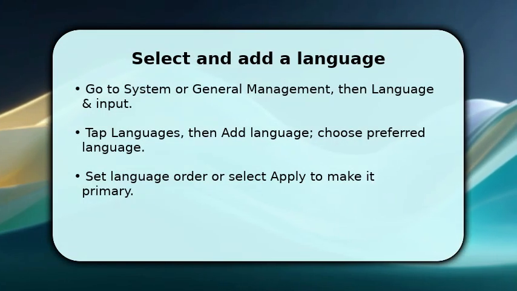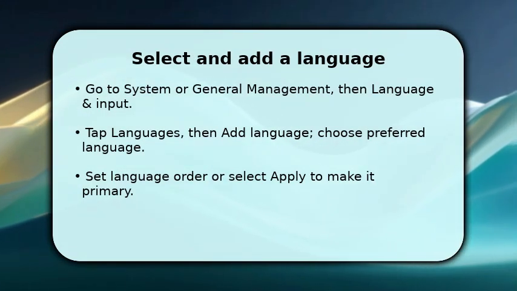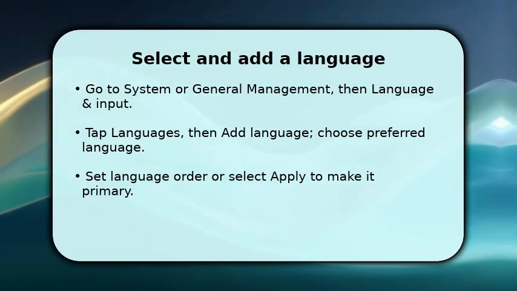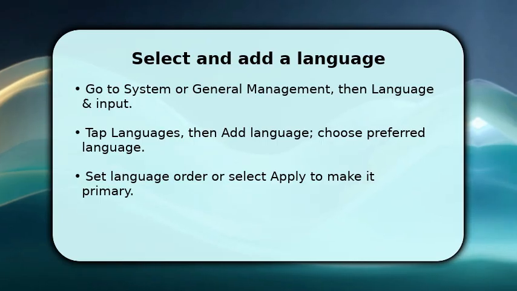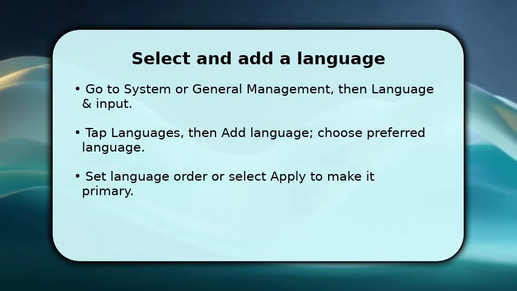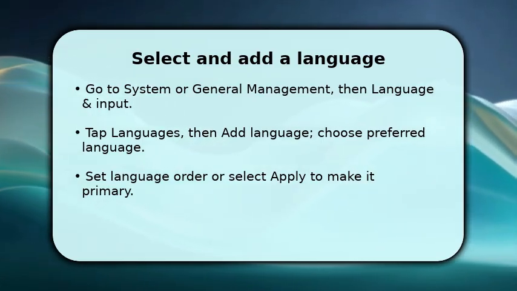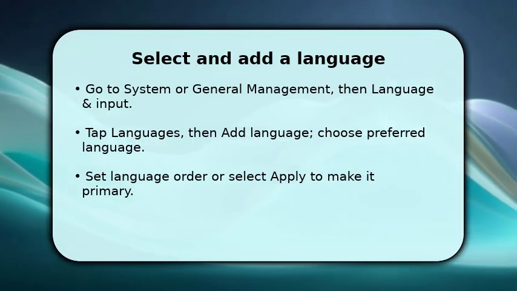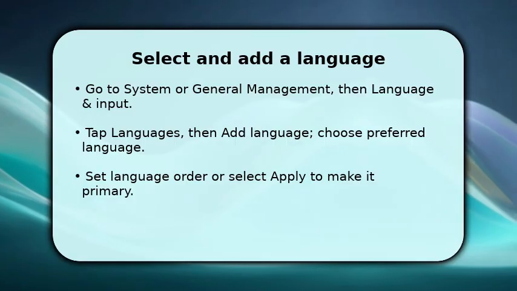You're now inside Language and Input to add and prioritize your new language. Tap Languages, then add language and scroll or search to pick the language you want. Some languages include regional variants. Choose the correct one. Once added, press and hold or use the menu to move that language to the top of the list so it becomes primary.